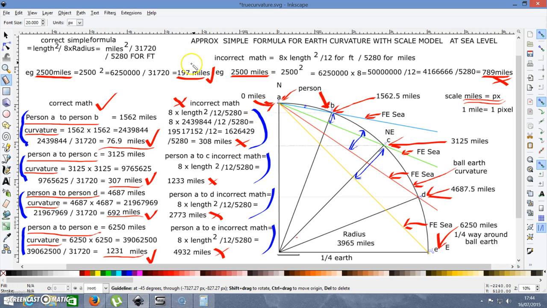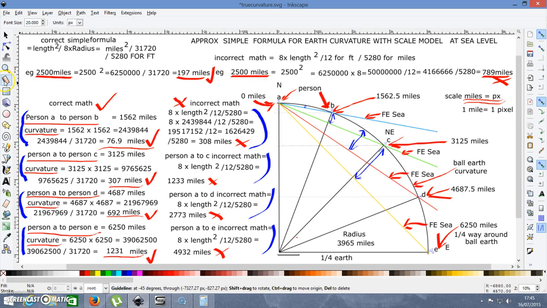This is an approximate simple formula for Earth curvature with a scale model at sea level, not including refraction or anything else. It is approximate purely because, using a scale of miles to pixels, 1 mile equals 1 pixel. So on this model, the radius of the Earth, 3,965 miles, is in pixels. So there's 3,965 or thereabouts pixels on that radius line.